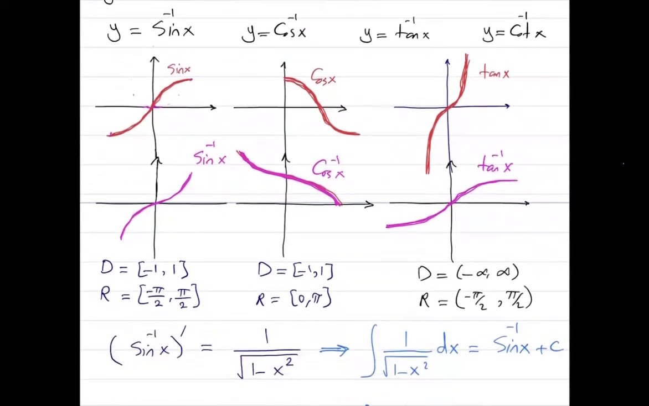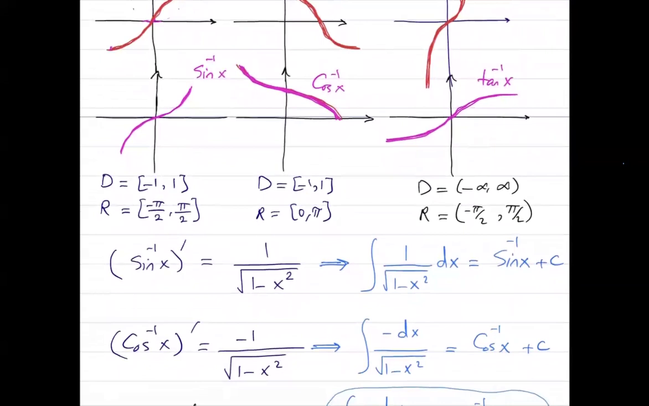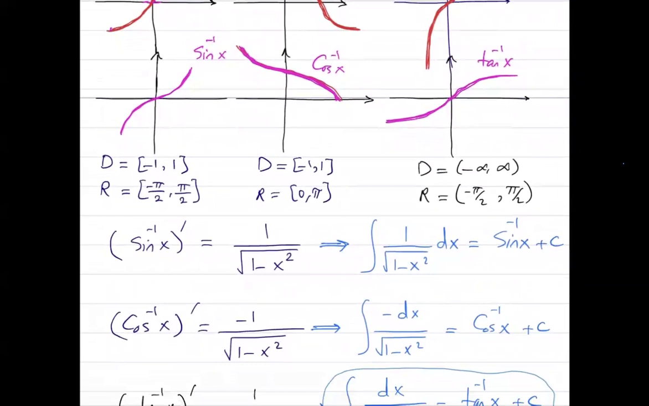Why is it important? Because remember, you can take the derivative of inverse functions, and indeed you can define their integral. The derivative of inverse sine is 1 divided by the square root of 1 minus x squared. In turn, the integral of dx over the square root of 1 minus x squared is inverse sine plus the constant of integration. If you take the derivative of inverse cosine, it is -1 divided by the square root of 1 minus x squared. So the integral of negative dx divided by the square root of 1 minus x squared is inverse cosine plus c.